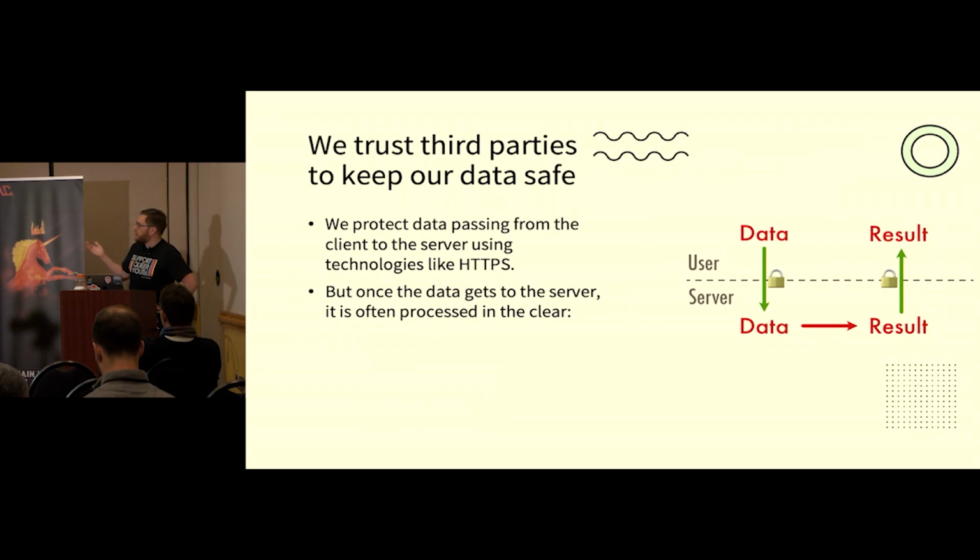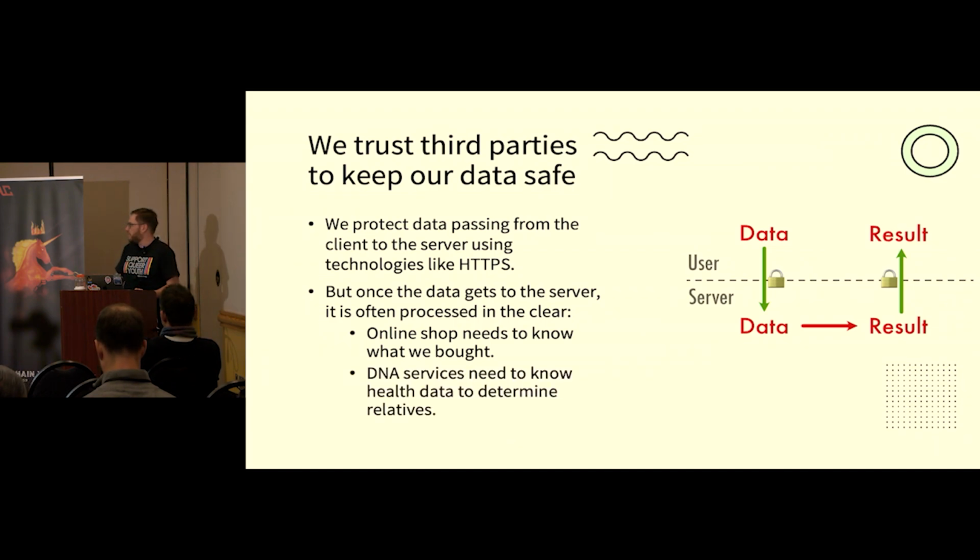There's an interesting part about this when we think about data privacy and whether or not users really have control over this data, which is that since it's processed in the clear, it needs to be processed in the clear, right? So essentially an online shop needs to know what you bought, and it also needs to be able to contact your credit card company and actually perform an exchange. And maybe, as will come up a little later, some health-related services like a DNA service will need to know some health data about you in order to, say, find relatives related to you.